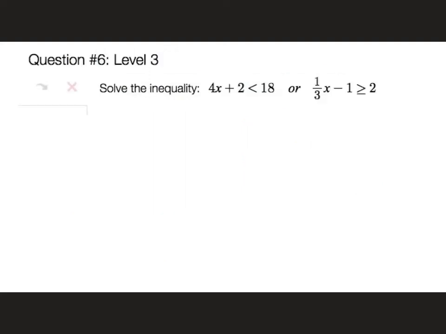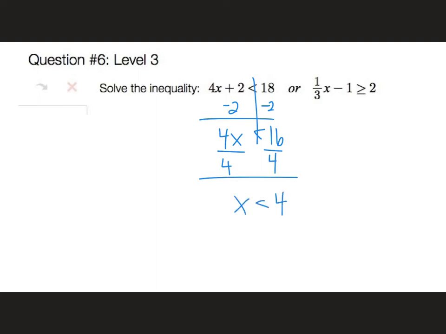And last one here. We have an or situation now, so we got 2 separate problems. First one, subtract 2 from both sides, divide by 4. We've got x is less than 4, or now we've got our second problem over here. So we'll start by adding 1. 1/3 x is bigger than or equal to 3.